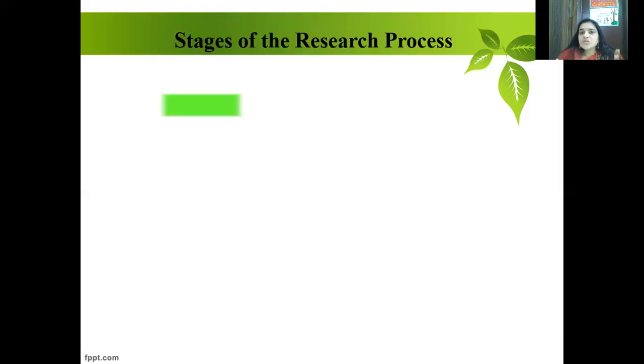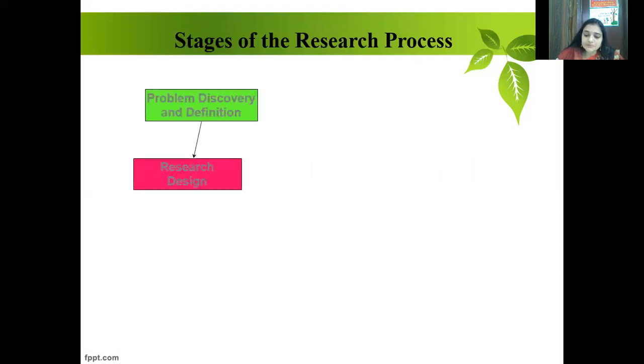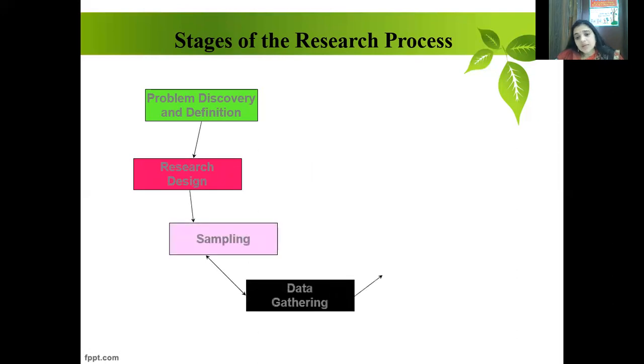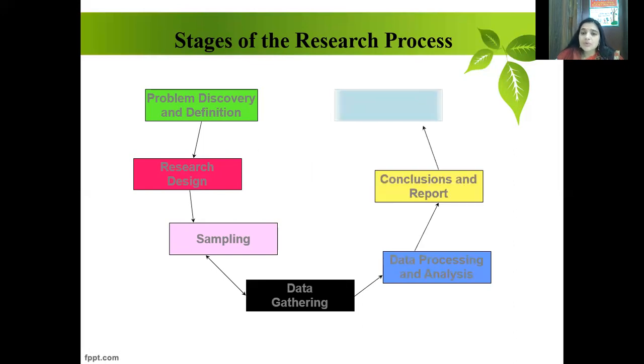Now, finally, the stages of the research process. Number one, problem discovery and definition, then research design, sampling, data gathering, data processing and analysis, conclusions and report, and the last is again discovery and definition. And this is actually the start of another problem discovery and definition, and so on. The process goes on. Let us understand this with the help of, first of all, how it works, and then we'll be discussing it step by step.